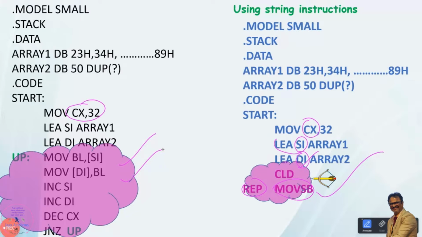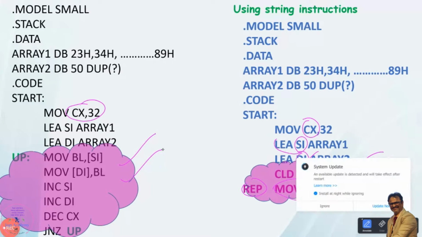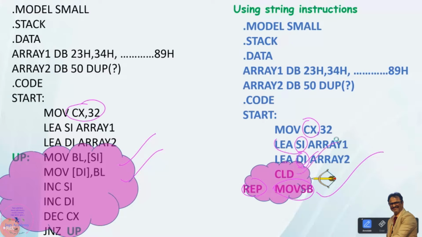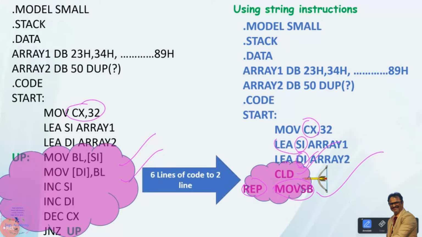What is MOVSW? It transfers the word, that's all. In such case, your DI and SI will be incremented by 2, because every time a word is transferred. In the memory, one word is stored in 2 locations. Every time your DI and SI will be incremented by 2, provided your direction flag is equal to 0. Suppose your direction flag is 1, is it going to increment? No, it is going to decrement. That's why we have made the direction flag equal to 0 here, because we need SI and DI to be incremented. Now this is one instruction. You can see 6 lines of code to 2 lines.